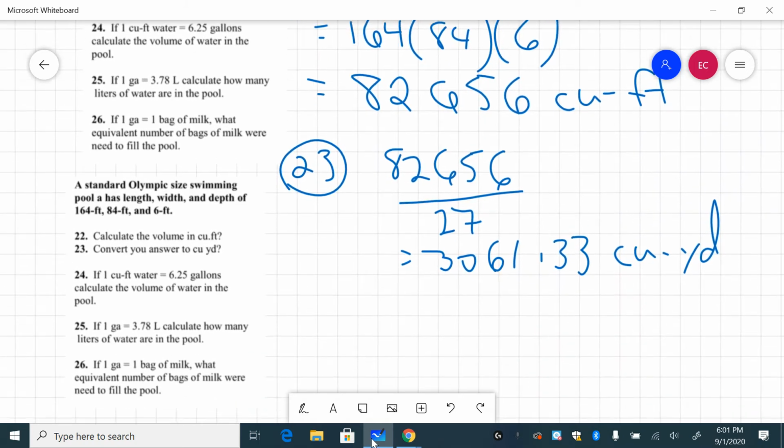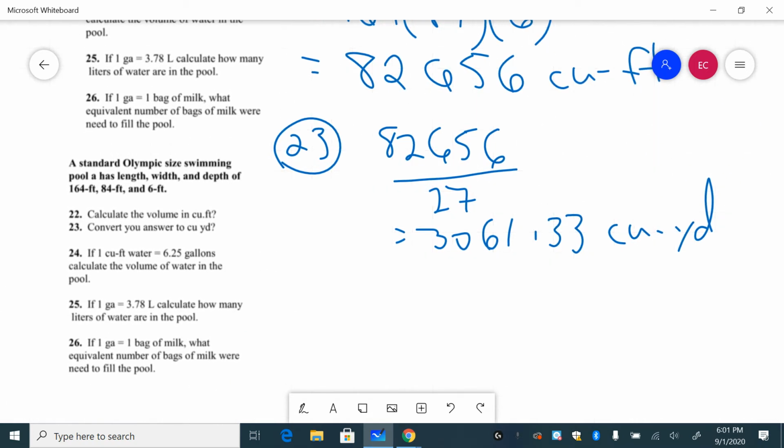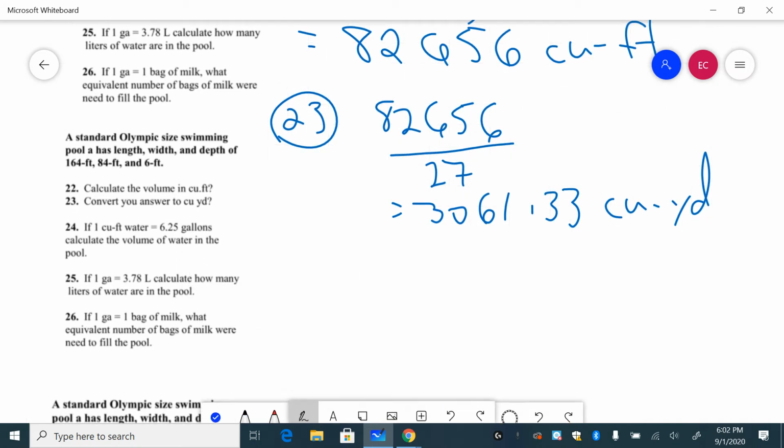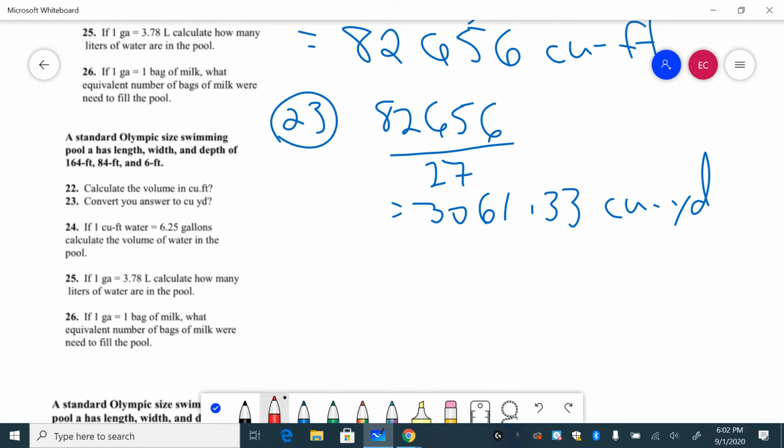All right, so now we're looking at question 24. Now, 24, you're going to get questions like this down the road as well. So I'm going to show you the easiest way. People mess this one up. So if you do it this way, you shouldn't have a problem. There are other ways to do it. It's up to you how you want to do it. So 24, I'm going to set it up. It says 1 cubic foot of water is 6.25 gallons. Calculate the volume of water in the pool.